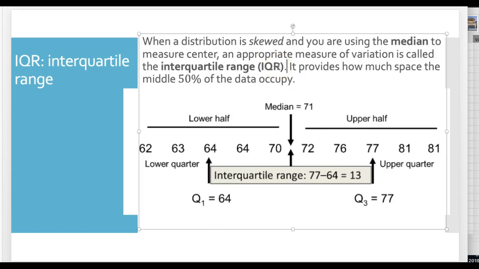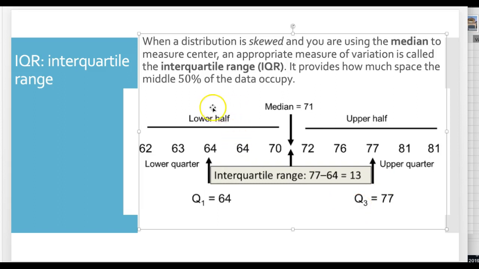The first thing we do is find the median. Here I have 1, 2, 3, 4, 5, 6, 7, 8, 9, 10, so I have an even number of observations. To find the median, I take the middle 2 and take the average of them: 70 plus 72 divided by 2 gives me 71, the median. Now to find the interquartile range, I need to find the first quarter of the data and the third quarter of the data.